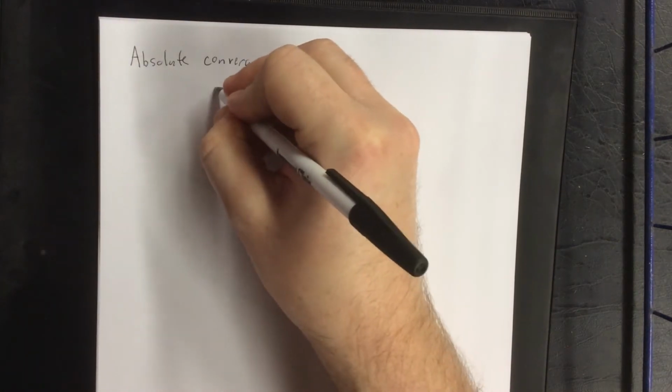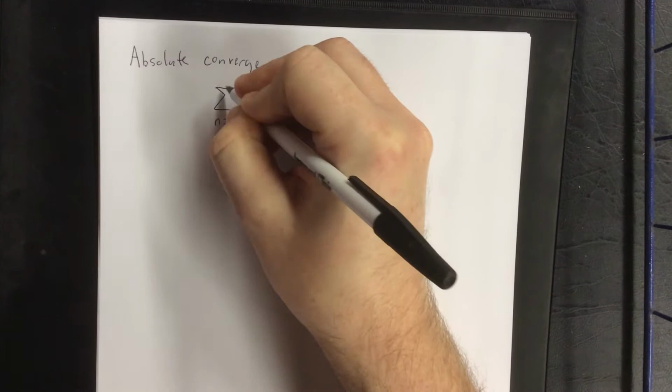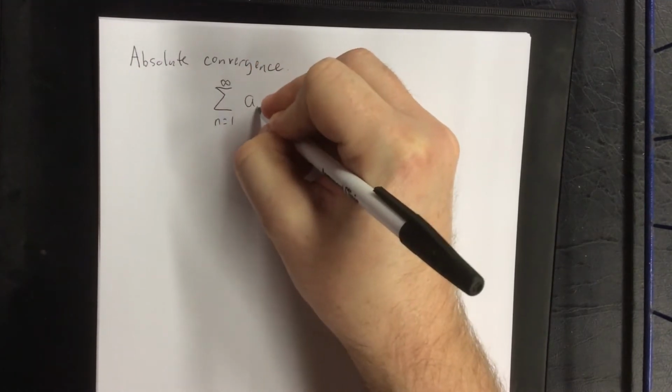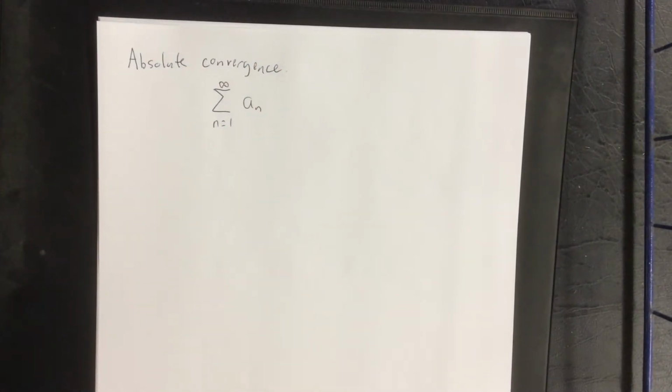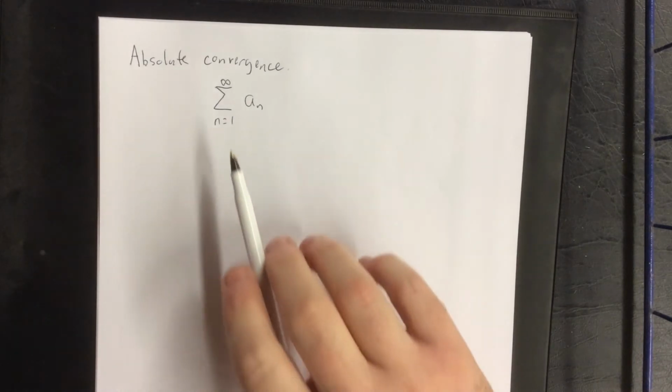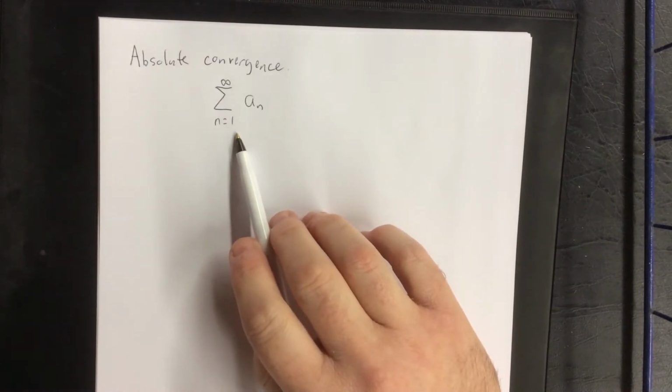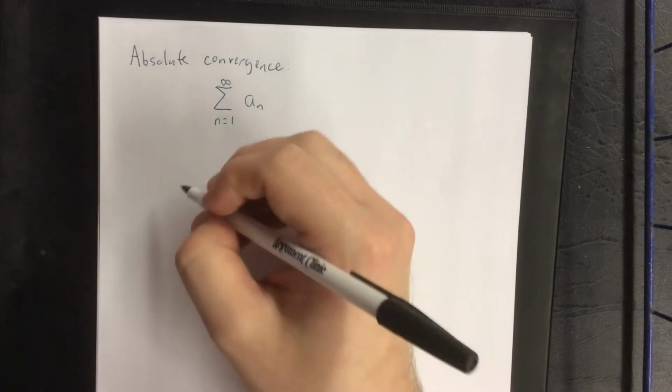In this video, we are going to introduce the definition of absolute convergence of a series. Suppose that you have a series that takes on the following form. The sum from n equals 1 to infinity of a sub n. The starting point doesn't really matter. The important thing is that we get this.